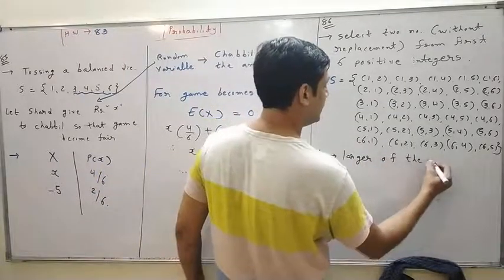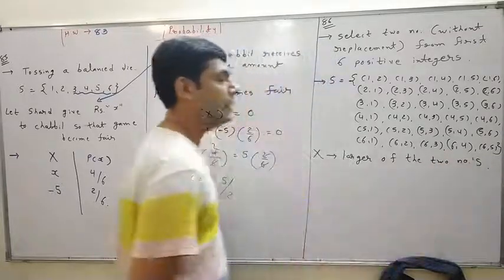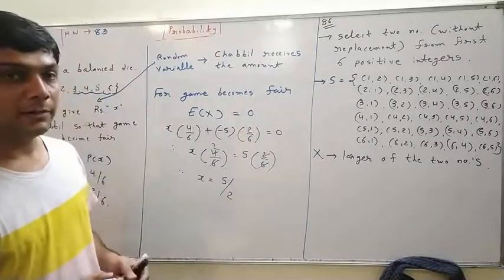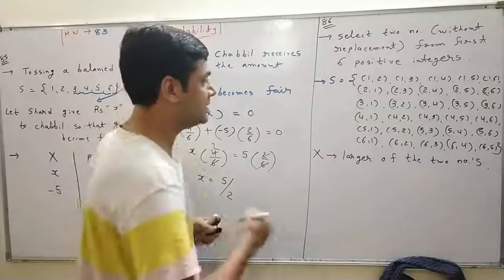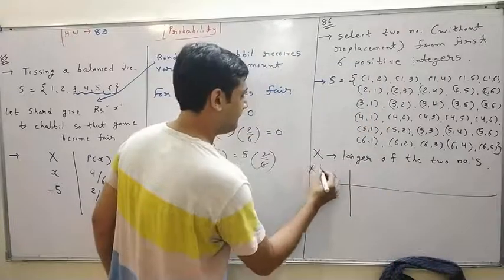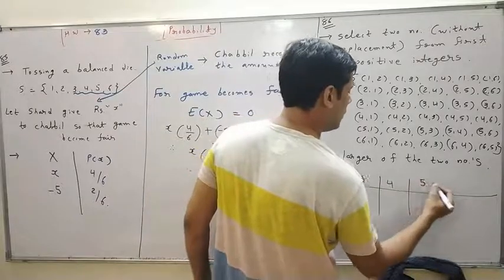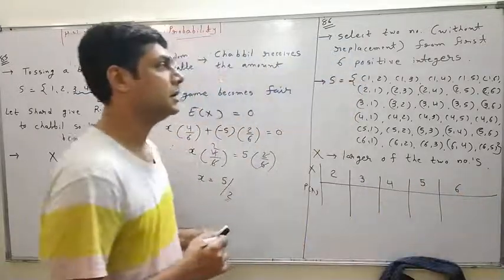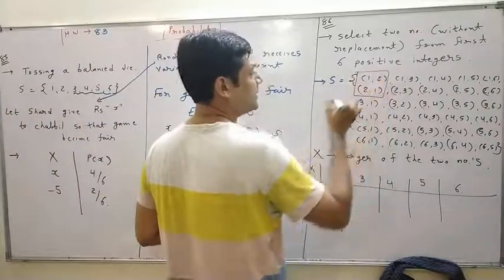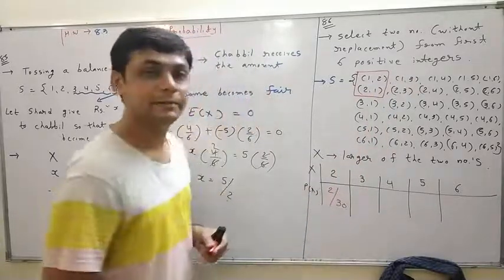Larger of the two numbers. So here the larger number can never be 1, right? So the larger number will start from 2. Either the larger number is 2, or it is 3 or 4 or 5 or 6. Larger number 2 occurs in how many elements? In 2 elements, and the total number of elements is 30. So the probability is 2 by 30.